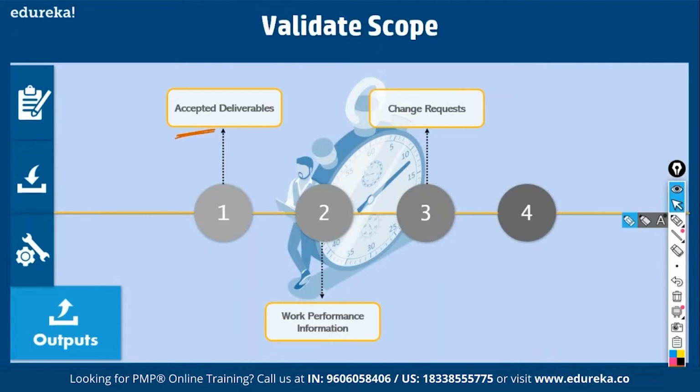Then change request. If the customer gives you sign-off, it is fine. But if he asks you to redo, if he says some defects are there, then we have to generate change requests. A change request is a formal request through which you ask for extra time, extra money, extra people, whatever it is. And you have a change control board in the organization that goes through the change request and approves it. So if your deliverable is not accepted by the customer, you have to do some defect repairs, generate a change request, and get it approved. The project documents also get updated in this process. This is called validate scope.